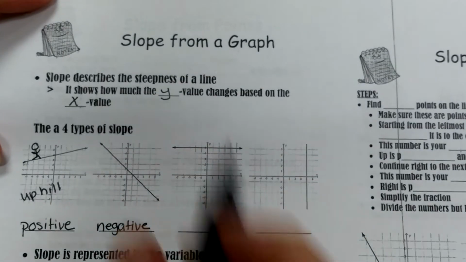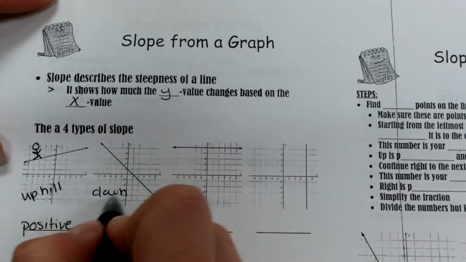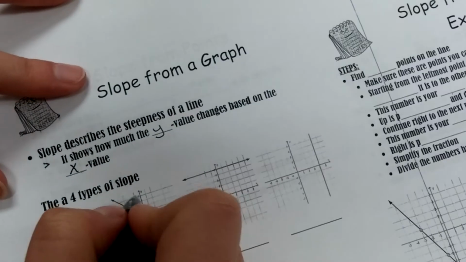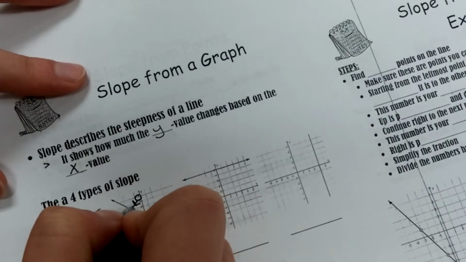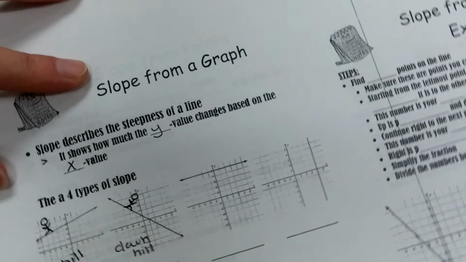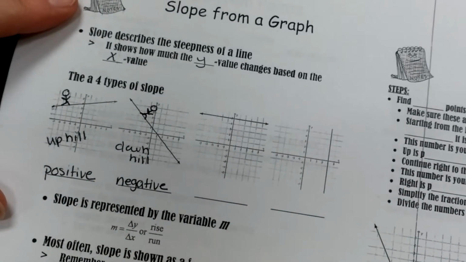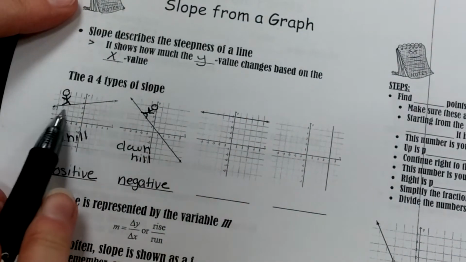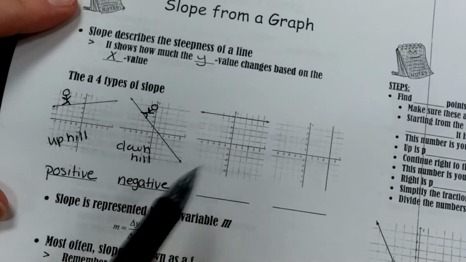Second type of slope is negative slope. And that's just the opposite. It's like somebody traveling downhill. So if I draw a picture, somebody walking down a hill. We always have to read our graphs from left to right though. So make sure you start on the left and it's going uphill from left to right.